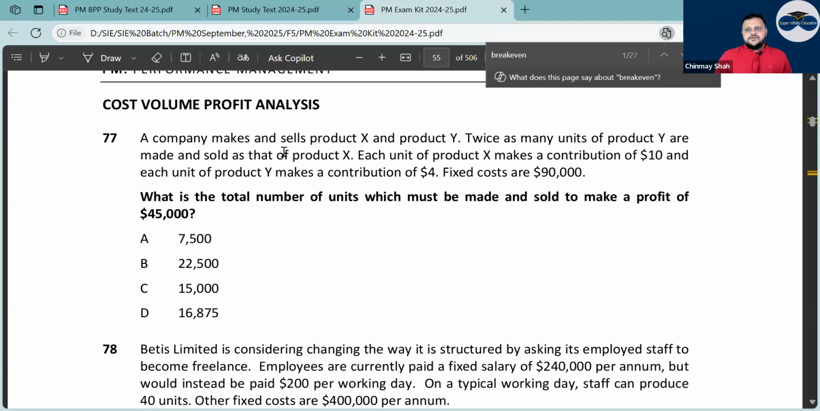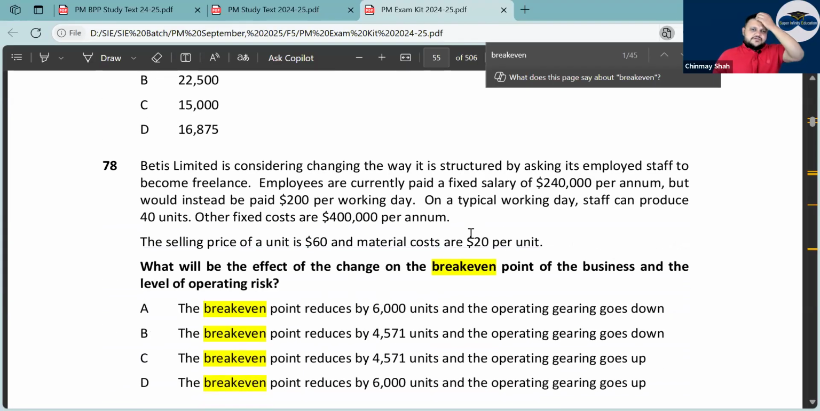The company makes and sells product X and product Y. Betis Limited is considering changing the way it is structured by asking its employee staff to become freelancers. Employees are currently paid a fixed salary of $240,000 per annum, but would instead be paid $200 per working day. On a typical working day, staff can produce 40 units. Other fixed costs are $400,000 per annum. The selling price of a unit is $60 and material costs are $20 per unit.